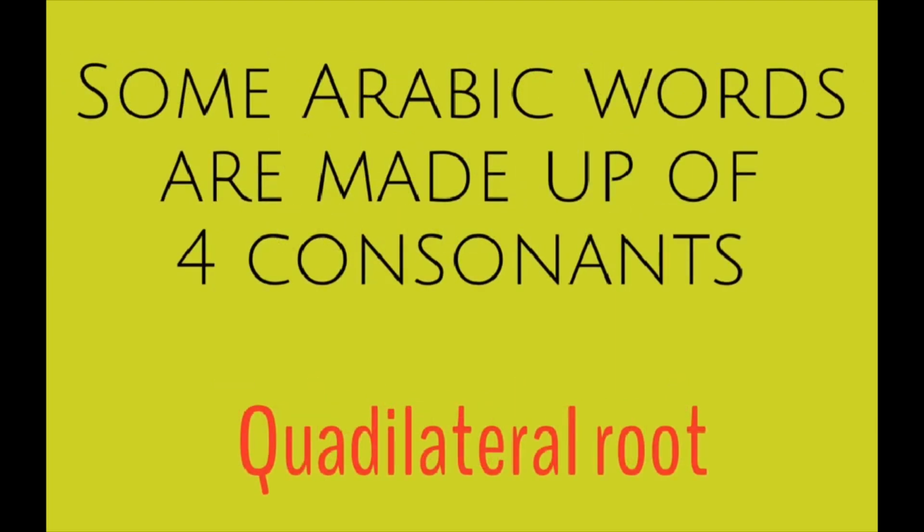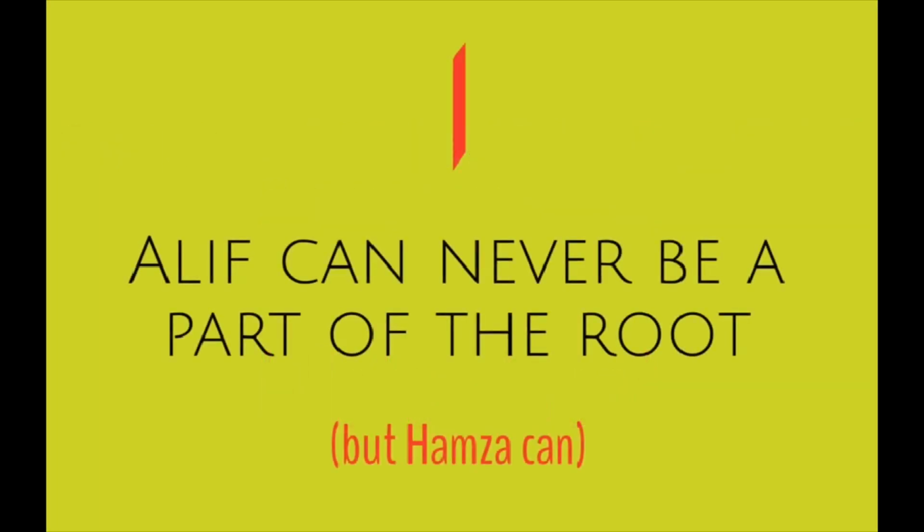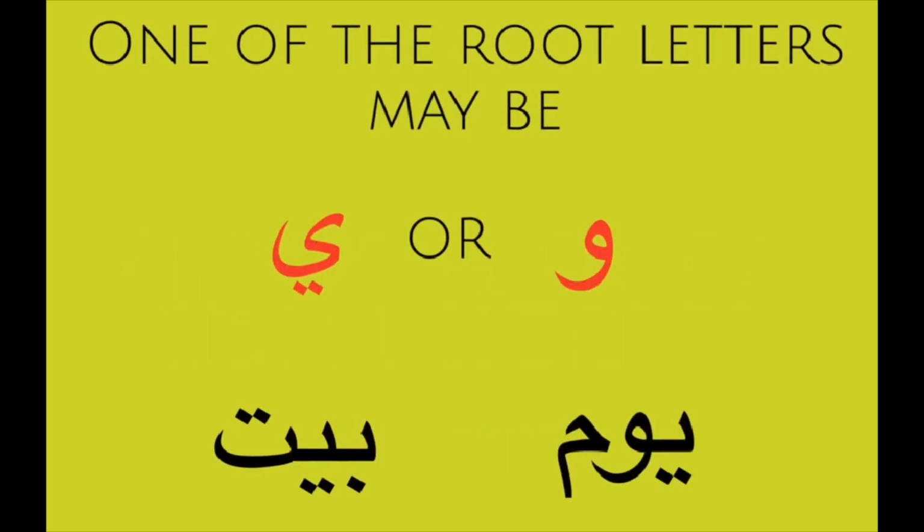There are some exceptions. Some Arabic words are made up of 4 consonants. This would be known as a quadrilateral root. And there are other words that are made up of only 2 root letters. This is known as a bilateral root. It's important to remember that aleph can never be part of the root, but hamza can. The vowels waw and ya may be root letters.